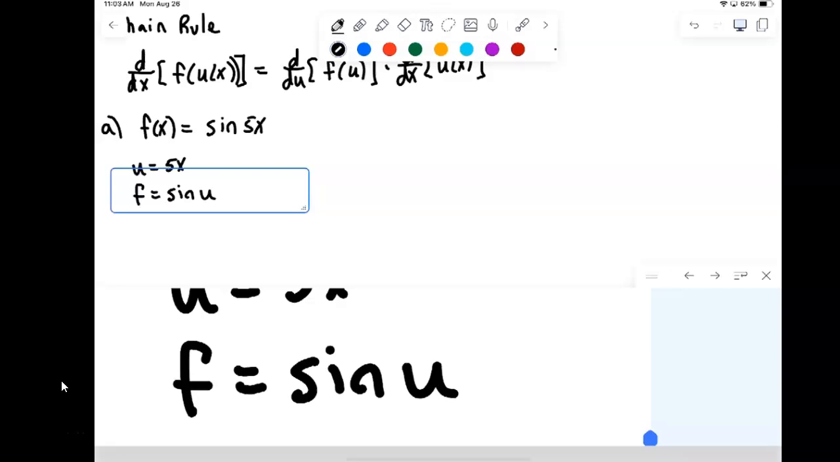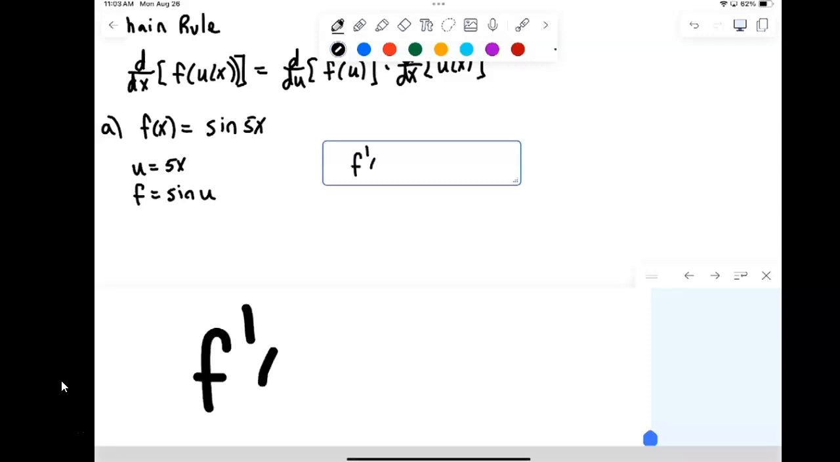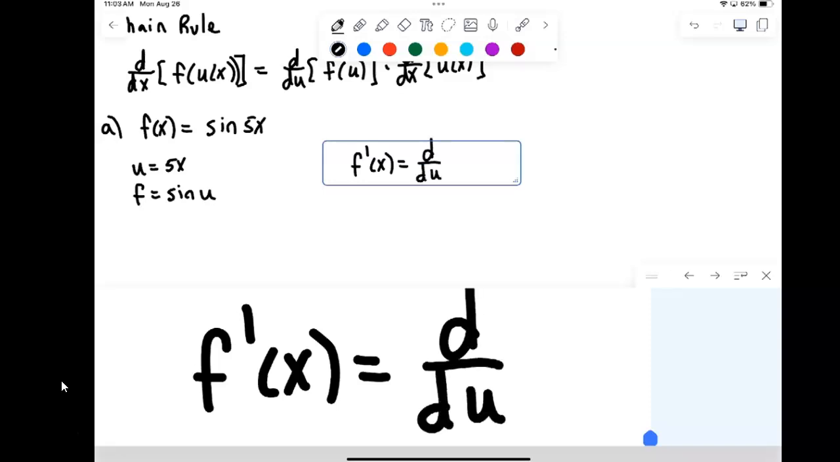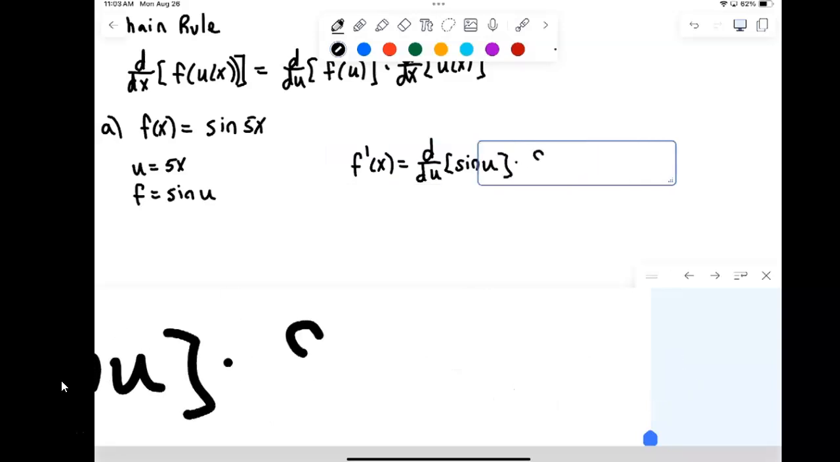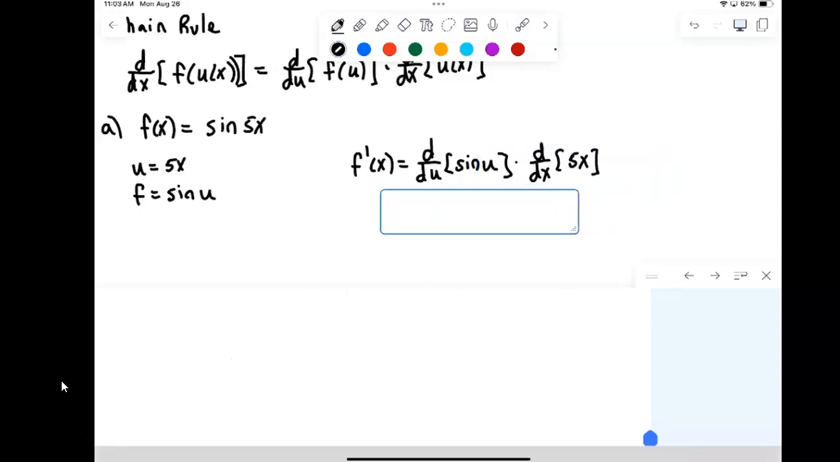And then we use the derivative process. Now I'm going to write it out here with a little bit of detail this time. A lot of times I'll just skip to the next step. F prime now would be the derivative with respect to u of sine of u times the derivative with respect to x of u, which is 5x. So most of the time I'll just go ahead and do this step. But for this first example, just to really bring it home, I will write it out here. And then we continue on here.